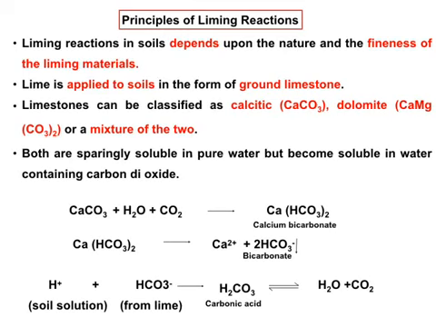This is the example for these liming reactions. The first example shows calcite. This calcite material reacts with carbon dioxide and water and gives calcium bicarbonate. Next, this calcium bicarbonate divides into calcium and bicarbonate. This bicarbonate reacts with hydrogen ions in the soil solution and forms carbonic acid, and carbonic acid finally divides into water and carbon dioxide. These are the reactions if you are applying lime in the acid soil.